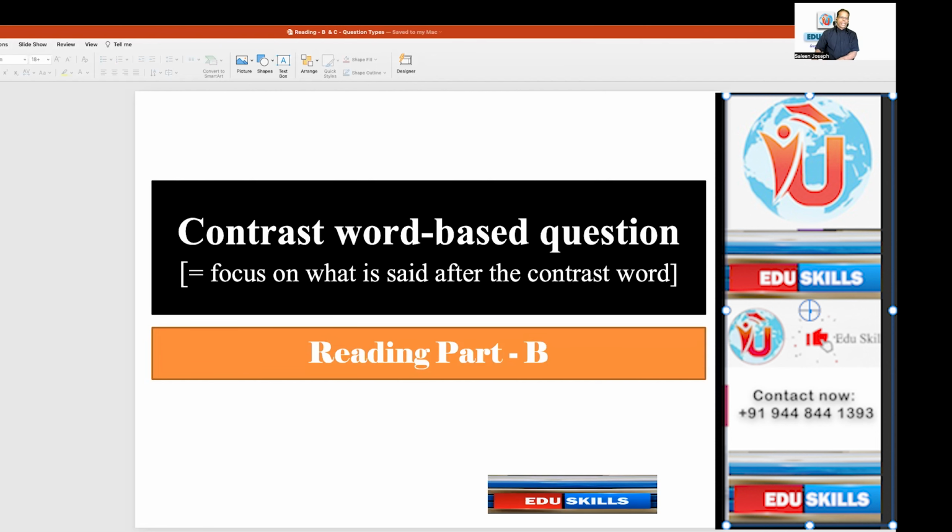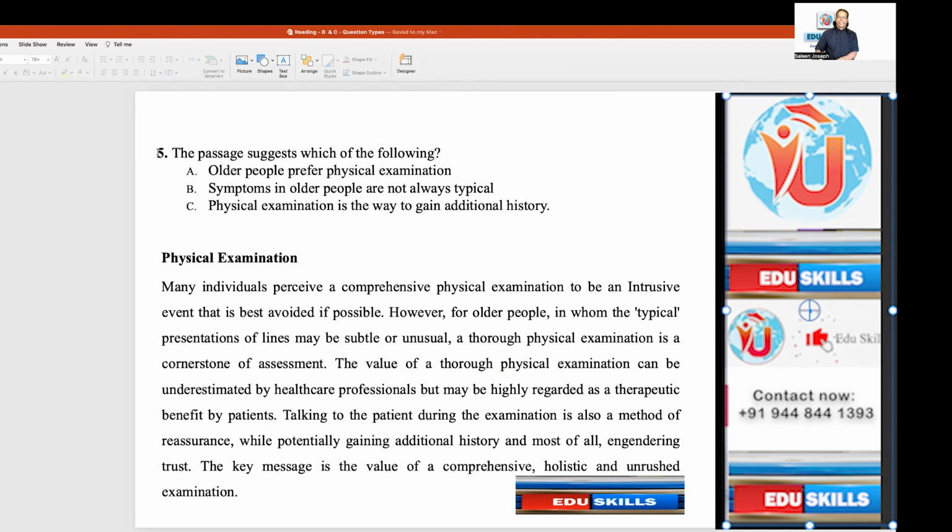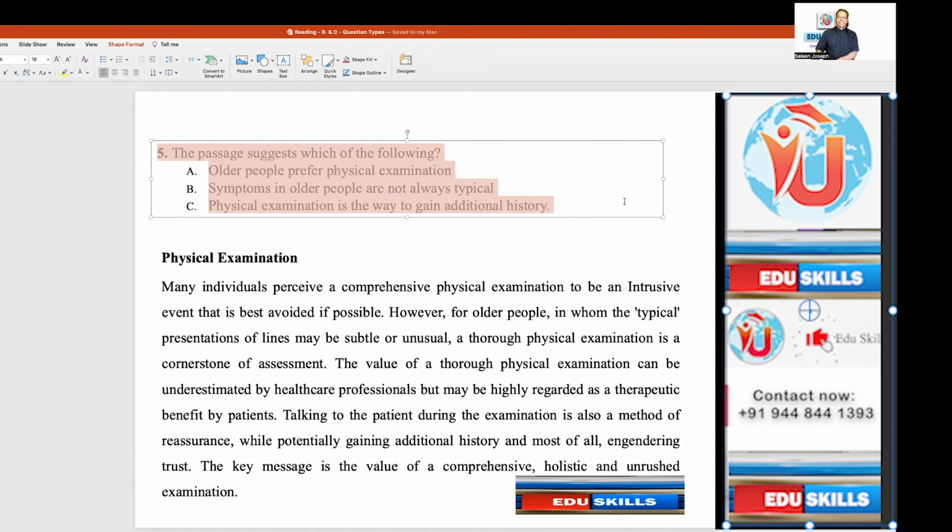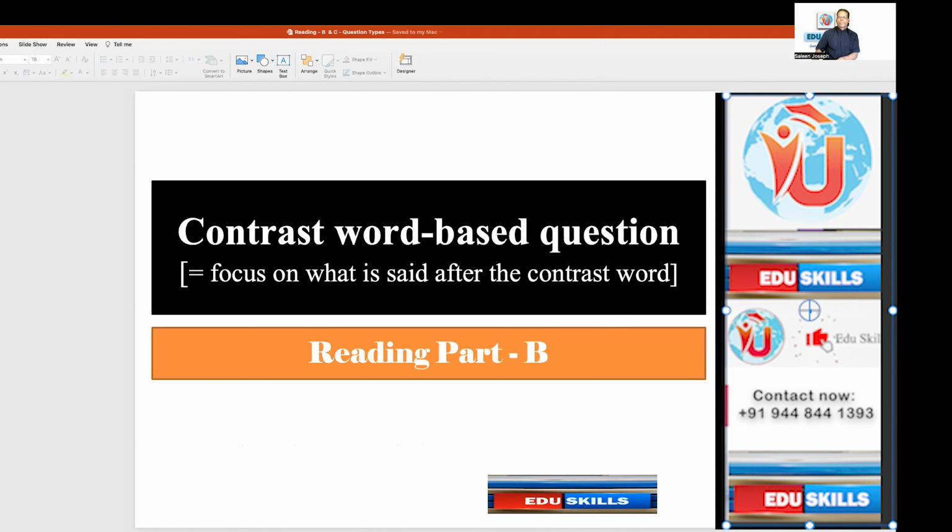Okay, there are two types. They sound similar, but they are different. Let's just listen. Now this is contrast word-based. Focus on what is said after the contrast word, for example, however, but, whereas, all those expressions. The answer will come soon after the contrast word.